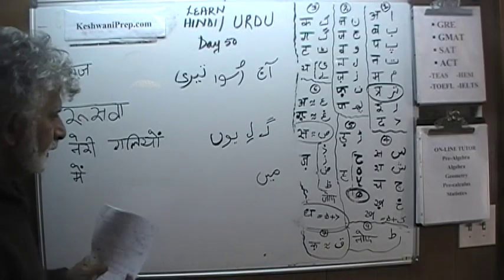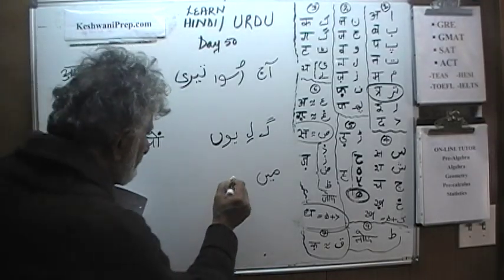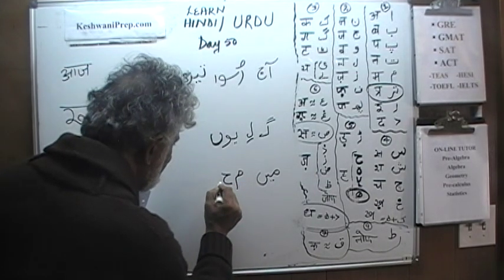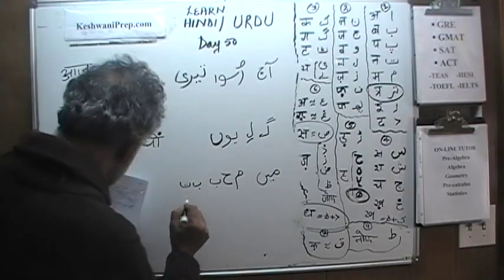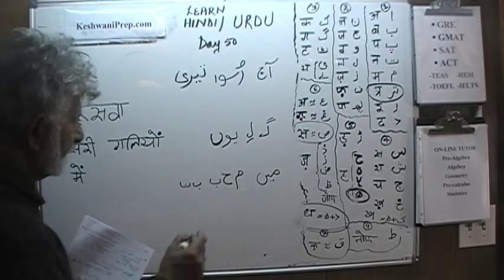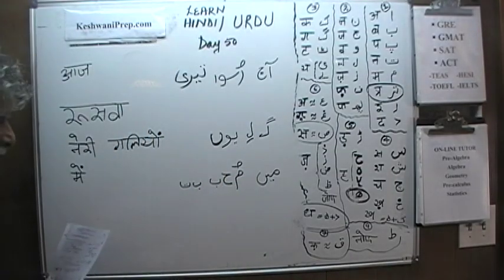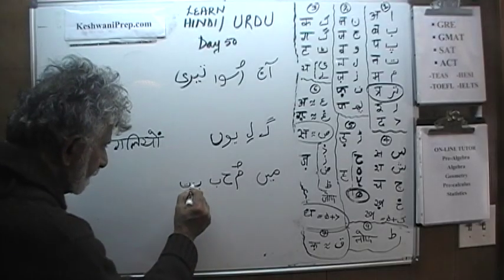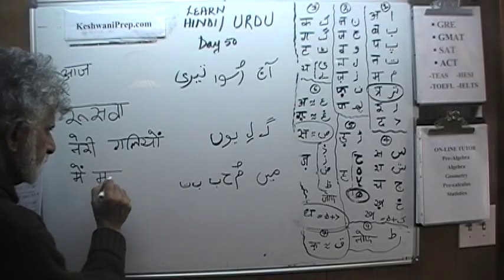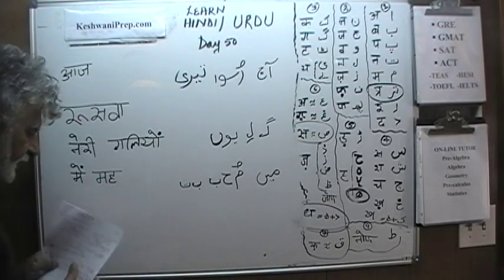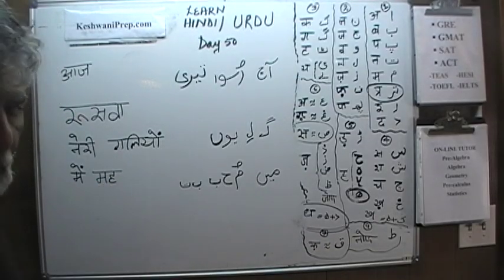Mohabbat hogi. Let's put down mohabbat. Meem, he, mohab, and then ba and ta, with a uki matra, mohabbat. So the ba appears twice. We have a ma, then a ha, and since it appears twice, the ba appears twice.